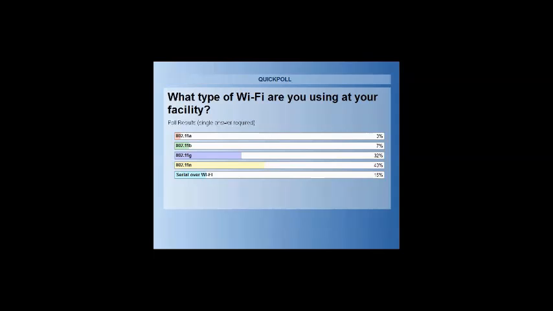So our big winner here is 802.11n, but 802.11g is still pretty widely used, as is serial over Wi-Fi. So it's good to see that some of you serial guys are on here as well and are optimizing those devices into the newer communication mediums.